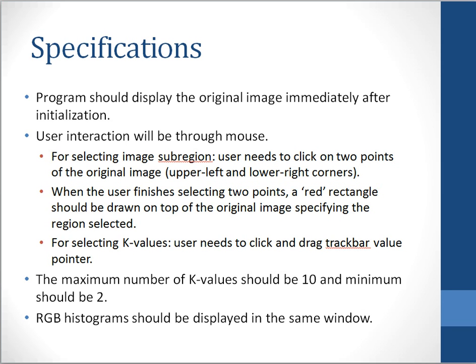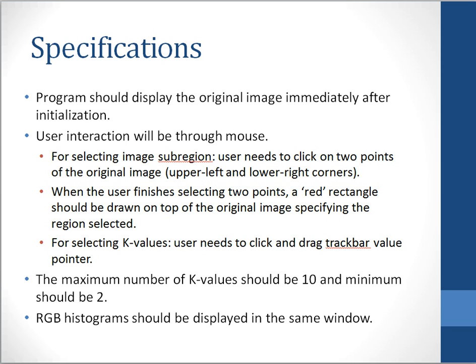The program should display the original image immediately after initialization. And for user interaction, it will be through the mouse. In the previous programming assignment, the interaction was through the keyboard, but this time it's going to be through the mouse. For selecting the image sub-region, the user needs to click 2 points of the original image, the upper left and the lower right corners. When the user finishes selecting the 2 points, a red rectangle should be drawn on top of the original image, specifying the region selected. For selecting the k values, the user just needs to click and drag the trackbar value pointer to change the values.